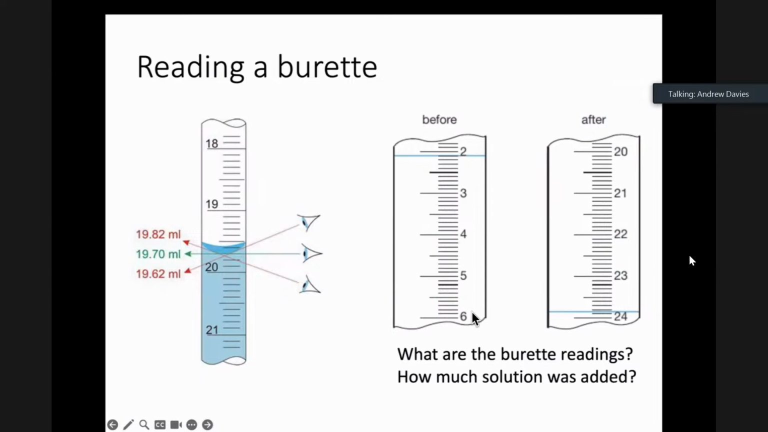You're taking a reading, we're reading downwards in a burette. So this is 2.10 and this is 23.85. Notice I'm always reading to 2 decimal places in each case. That is essential as well.